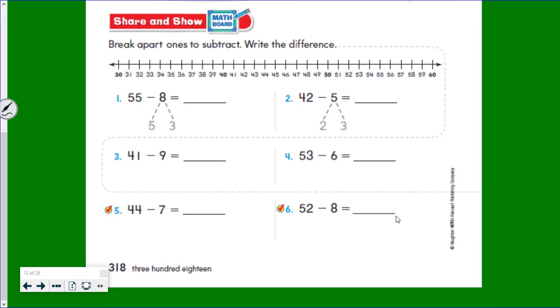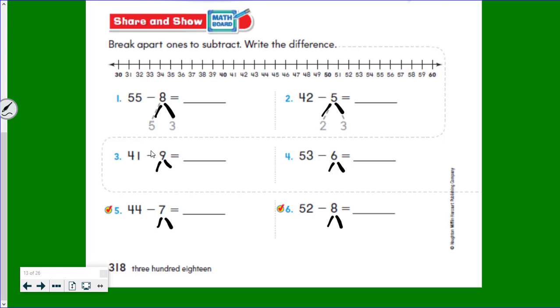It says break apart ones to subtract, write the difference. So for all of these, I want you to do this right now. For all of these, you will be breaking the numbers apart. So you're going to make these break apart symbols under each number that you're subtracting. So you need to do that first and foremost, okay? So pause your video and do that.